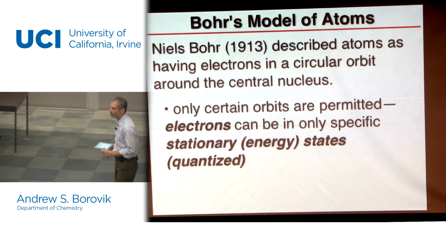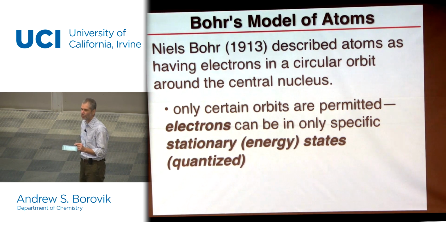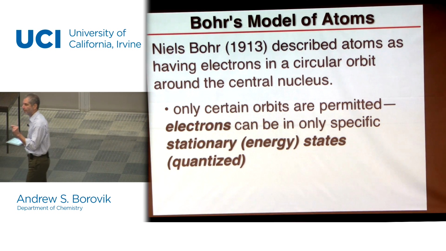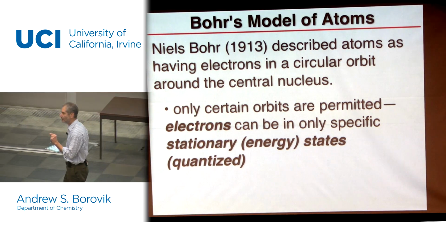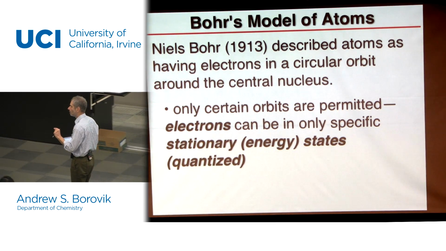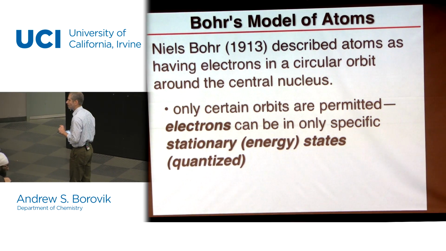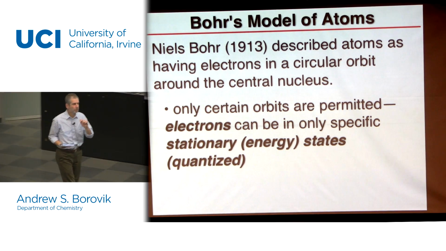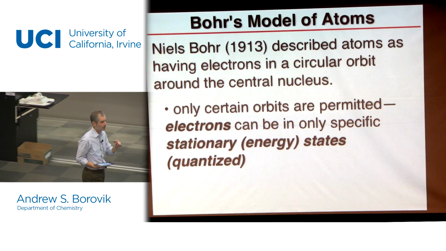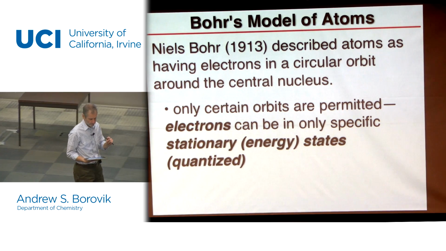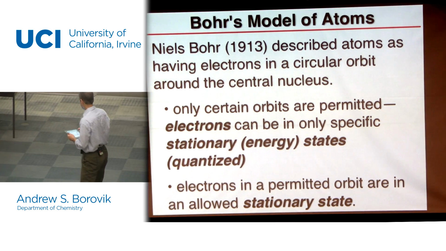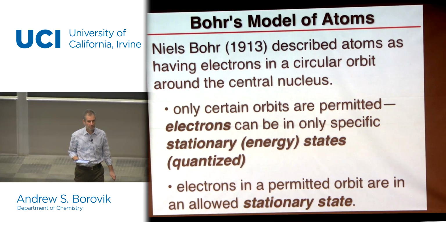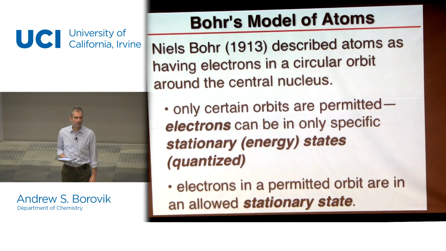And he gave them a second name. He called them stationary states or energy levels or energy states. But there were only certain orbits, only certain states that the electrons could be in. They couldn't be everywhere around the central nucleus. That's another way of saying that the electrons are quantized, that their positions around the nucleus are quantized. This is big. And so now we talk about permitted orbits or permitted stationary states.